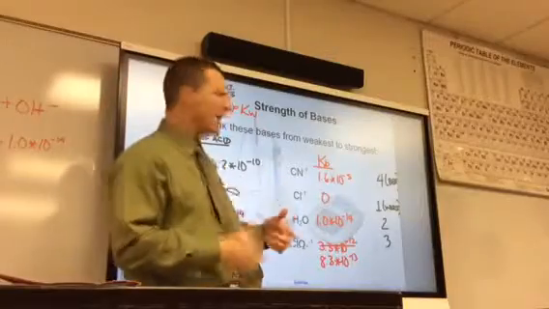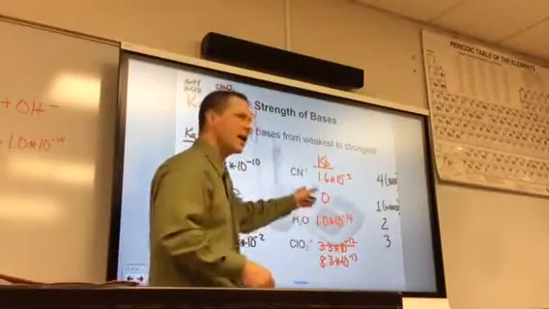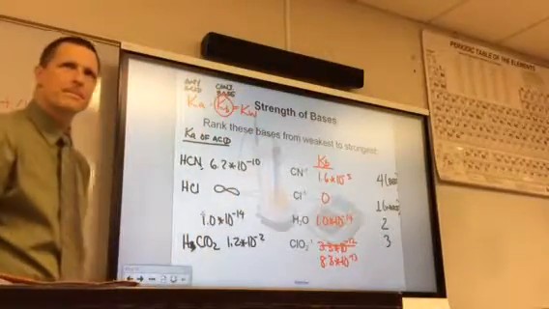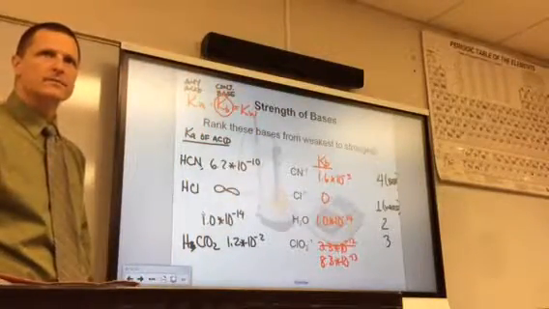is the weakest base. And the strongest conjugate acid here is the chloride ion, is the strong acid. Yeah. How come everything has the same KW? 1 times 10 to the negative 14.